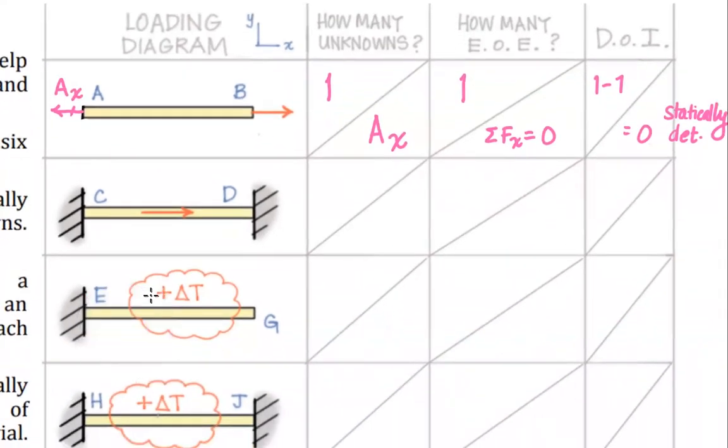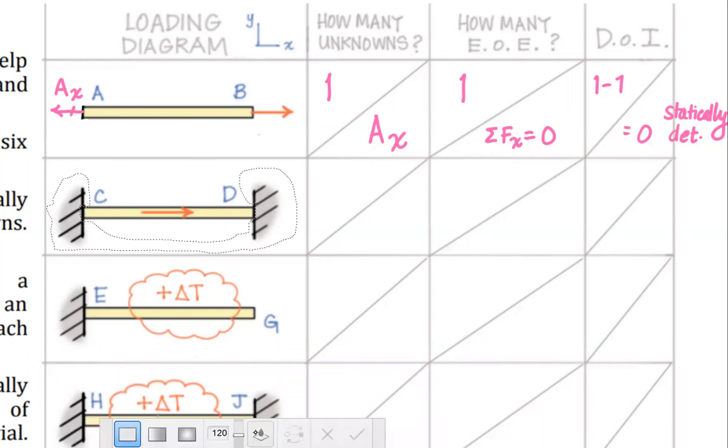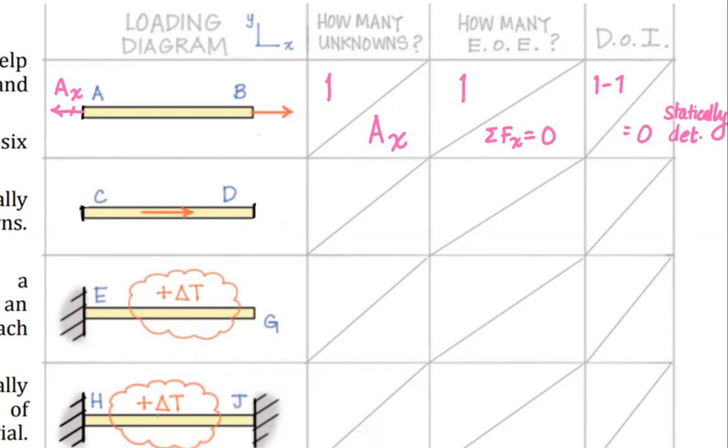Now we're looking at structure CD. And just as before, we want to free the body from the support. So I'll just use my white out color to remove these supports and put some white color in there. Okay, excellent. For this structure, we have the potential to develop a reaction at D, D sub x, and a reaction at C, C sub x. Why am I pointing the arrows to the left and not the right? Well, it's because I've studied this problem before, and I know that since my applied force is going to the right, these reactions are going to tend to go to the left. But if you don't see that and want to draw them in a different direction, that is certainly okay.